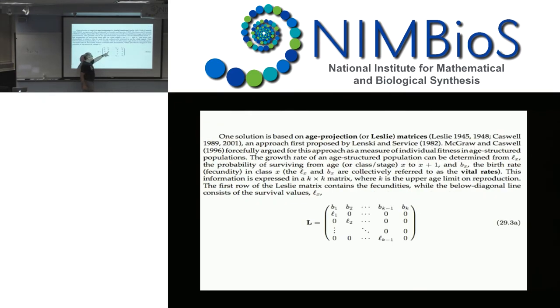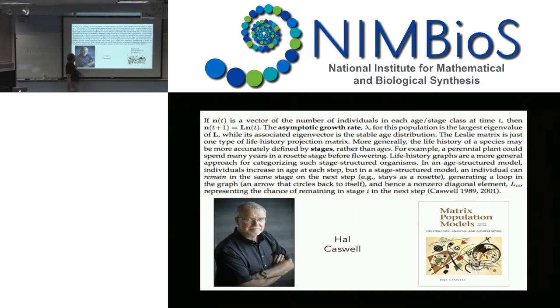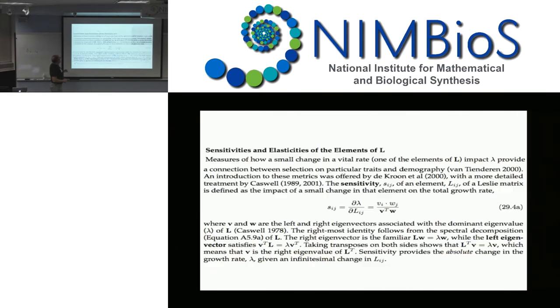If I make a change in this component here, maybe because some trait influences that, how does that change the overall growth rate? What about a change in here? How does that change the overall growth rate? So the way we model perturbations in that is this notion of sensitivities and elasticities. So the sensitivity, Sij, in an element in that matrix.